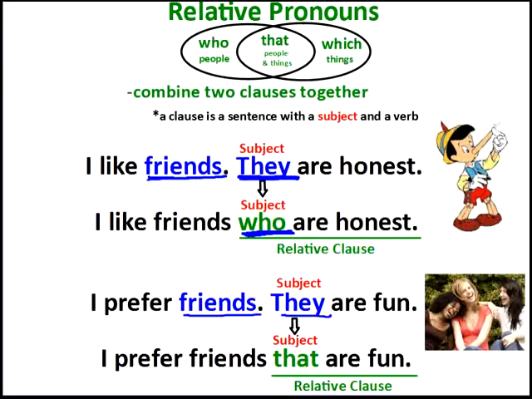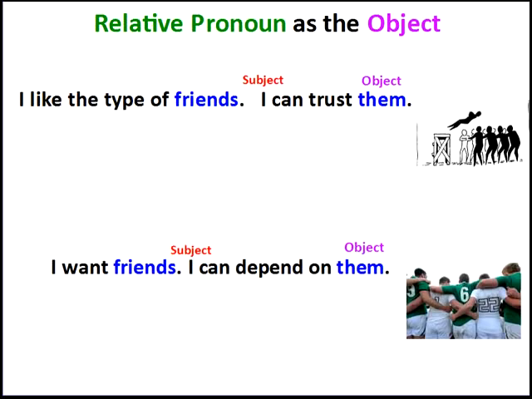Again, because it's people, I can use who, or I can use that, because that is very flexible. I can use it for people or things. And again, all I did was take away the subject from the second sentence, and I replaced it with that, my relative pronoun. And I combined it together to read, I prefer friends that are fun. So that's what it looks like when I'm using the relative pronoun as the subject of the relative clause. But we can also do this with an object.